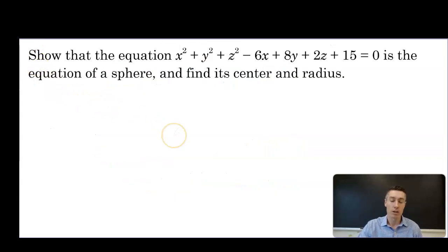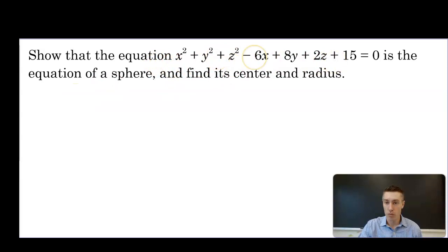Now, coming along with the equation of a sphere or a circle oftentimes is completing the square. So in this case, they want us to show that the equation x squared plus y squared plus z squared minus 6x plus 8y plus 2z plus 15 equals 0 is the equation of a sphere and find its center and radius. So some of you are probably thinking to yourself, oh, perfect, I know how to complete the square. And then others are a little hesitant, going, I'm not sure if I remember how to do it. Either way is fine. Let's go through this together.